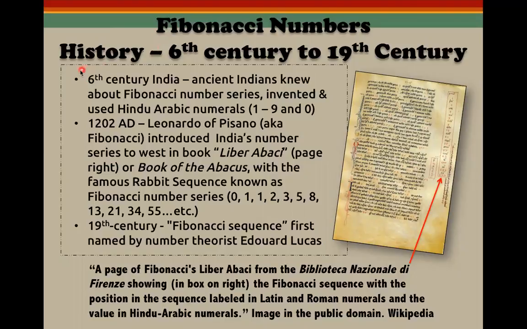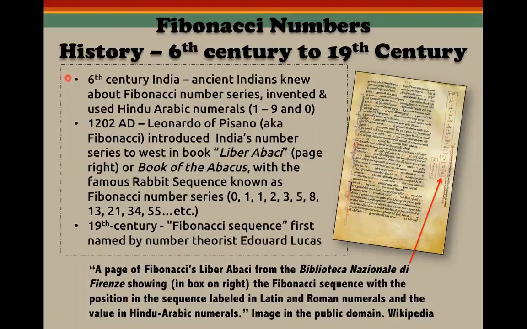Now we talk about Fibonacci numbers in history with a focus on the 6th century to the 19th century. The ancient Indians, hats off to them, are the reason why we use numbers 1 through 9 and 0. We use those every day. It's how we do our computation, and the world over has adopted this number system.